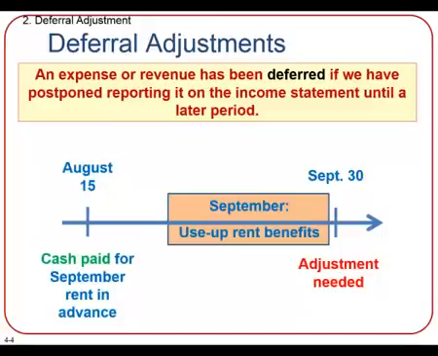So we pay in advance, we keep it on our balance sheet because it's still our money, we put it in prepaid rent. So in this case here, rent is paid on August 15th for September's rent. So we're paying for this rent in the future. And during the actual month of September, that rent benefit is actually used up. So at the end of September, on September 30th, when that 1 month of the prepaid rent has been used up, we make an adjustment. And this deferral adjustment involves reducing the asset prepaid rent, recognizing that it's not a prepaid anymore, and then we recognize the actual expense on the income statement at that time.